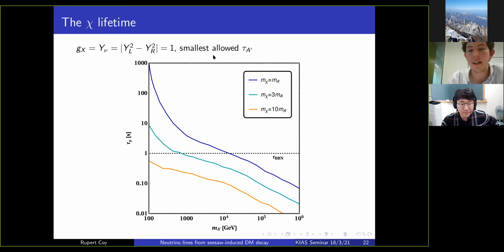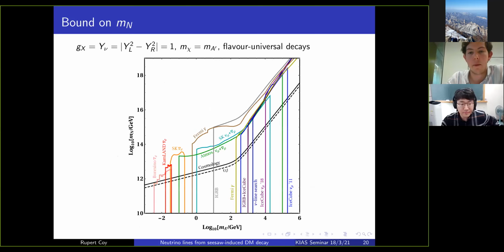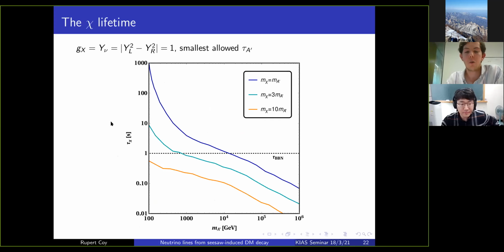We take the smallest allowed A prime lifetime, which is to say that for all other parameters, we keep the smallest allowed sterile neutrino mass, which can be attained just from this plot before this bound on Mn. And so setting the BBN lifetime at 1 second for simplicity, we see that as you take large values of A prime, or as you take large values of M chi over MA prime, you can easily avoid this bound, and you can easily decay before BBN.